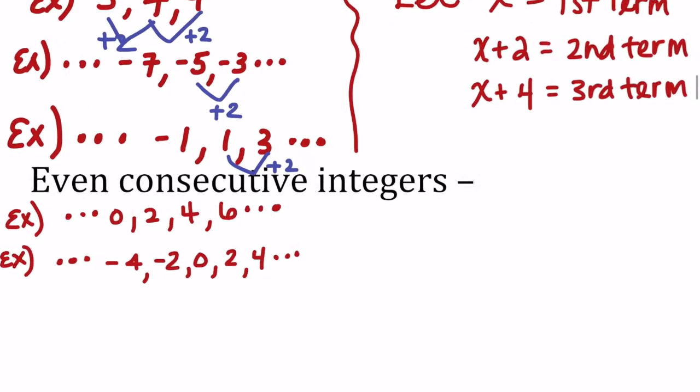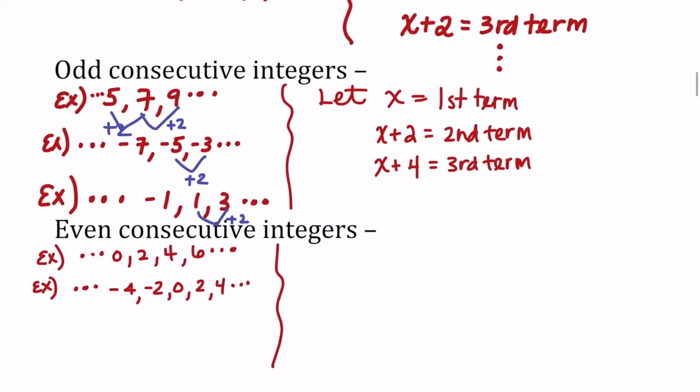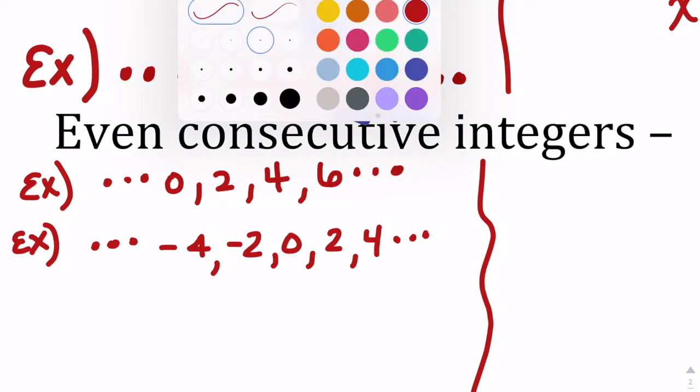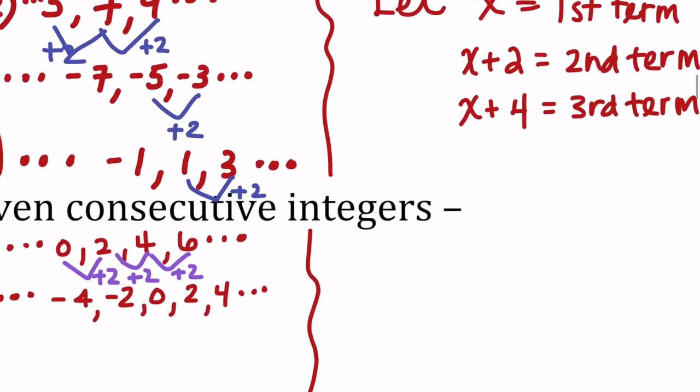So now let's take a look at the pattern. The pattern goes this way. Again, look at your gaps in between. 0 to 2 plus 2. 2 to 4 plus 2. 4 to 6 plus 2. But if you go from 0 to 4, what did you do? You add 4.